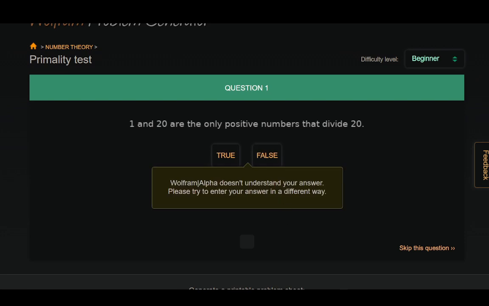I don't know what is up with Wolfram Alpha. Like, why does it do this? Why does it say I can't accept, I'm just clicking a button, mate. I'm just clicking a button. All right, well, we know we got the answer right.